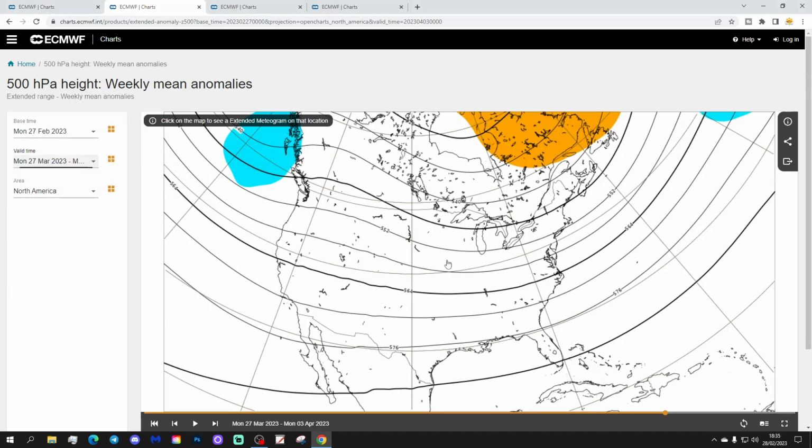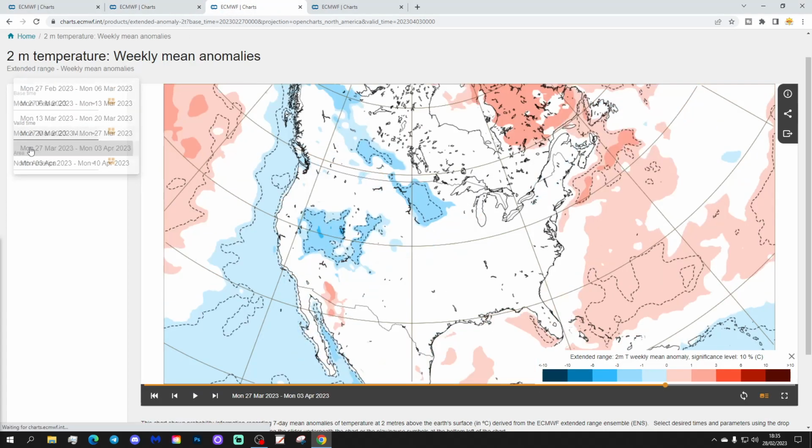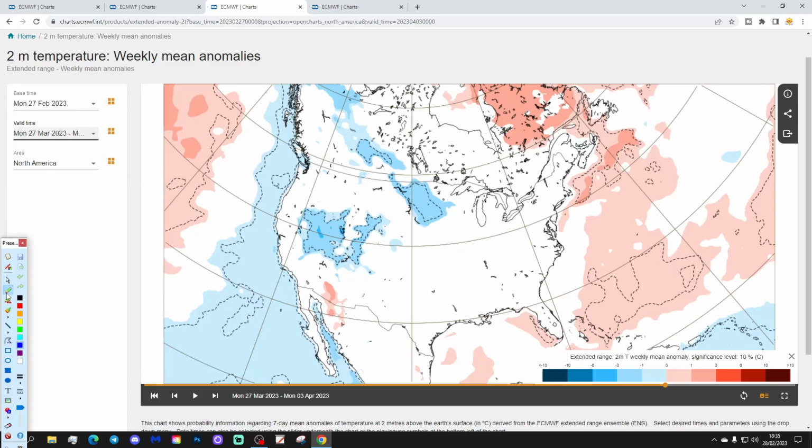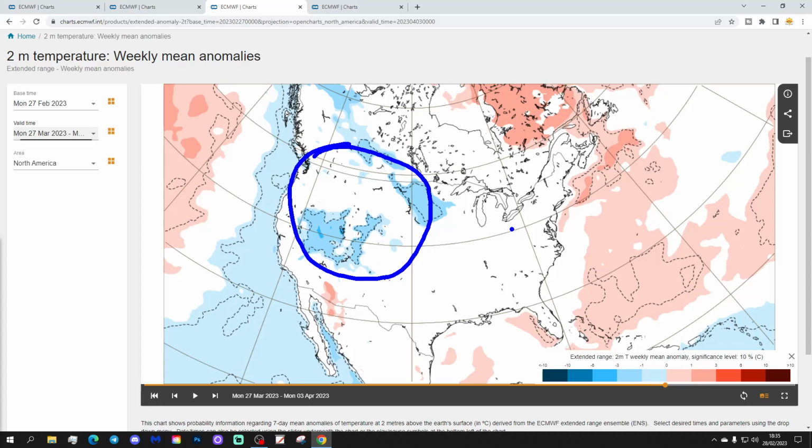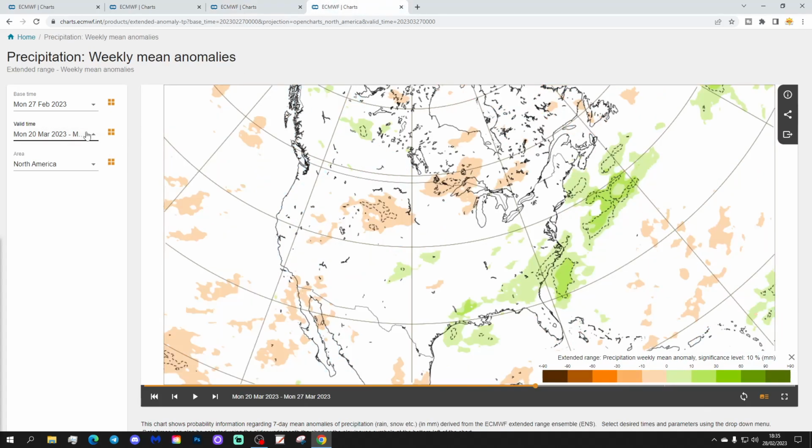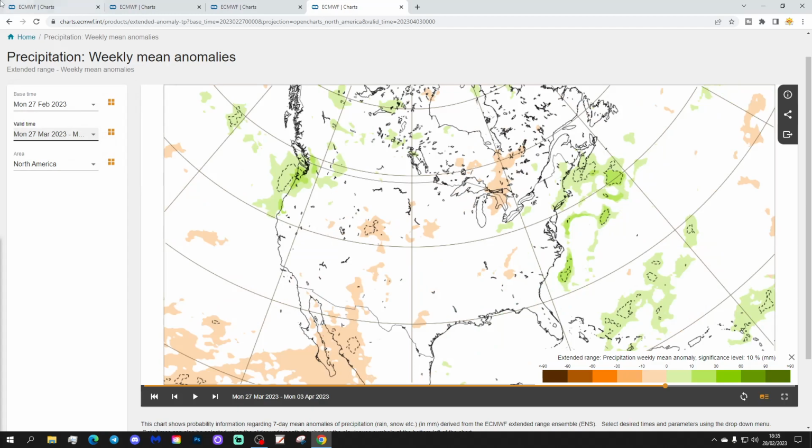Right, and we're going to put in a couple of question marks for the 500 millibar heights for week 5. How are the temperatures looking? Let's have a look. So it's a little bit colder in the far northwest. Otherwise, again, ever weakening signals. And precipitation-wise, again, not much of a signal.